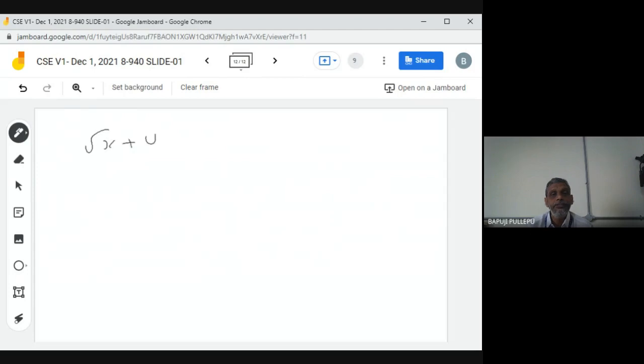Root x plus root y is equal to root a means what you will get? X is equal to what? I want to get root a. So x is a cos to the power of 4 theta, y is equal to a sin to the power of 4 theta. Do you agree? Root a. So its balance is what? Root a will be there, cos square theta plus sin square theta is 1. Root a, yes, sir. Correct? Similarly, this is.